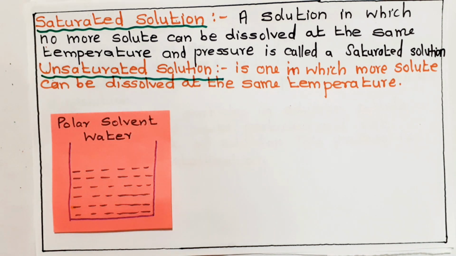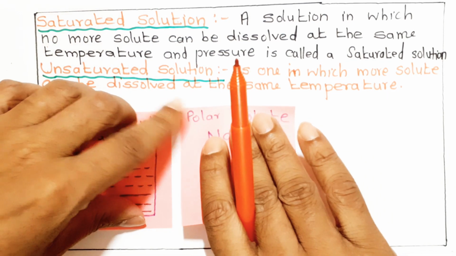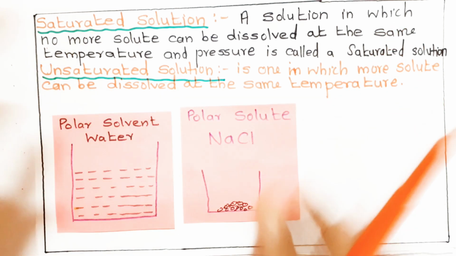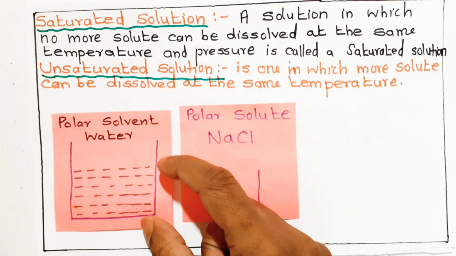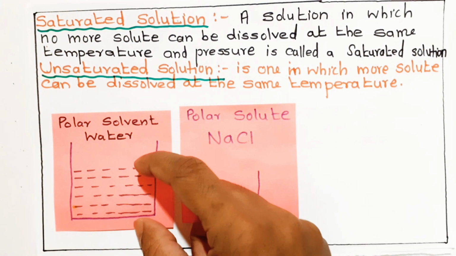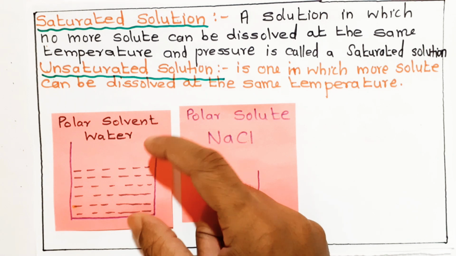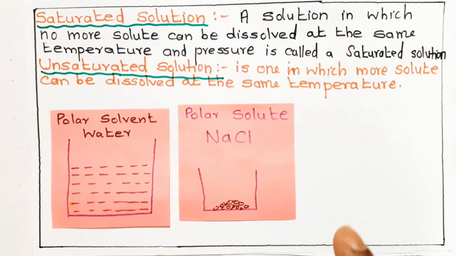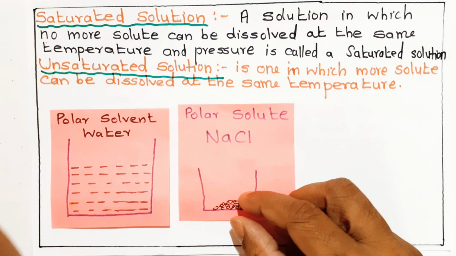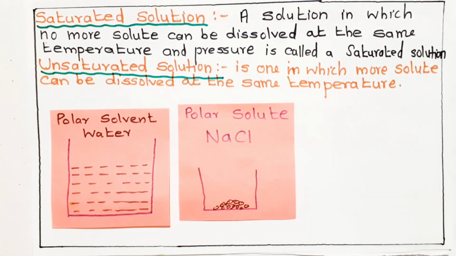And this water can dissolve. That means, see, I have taken this much quantity of water, right? I have taken this much quantity of water, and this much quantity of water can dissolve only this much quantity of sodium chloride.